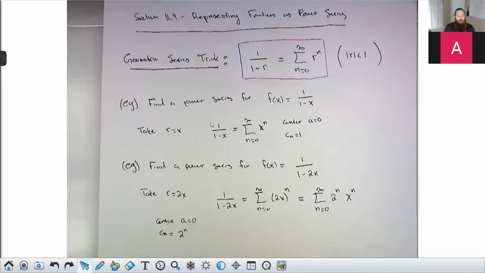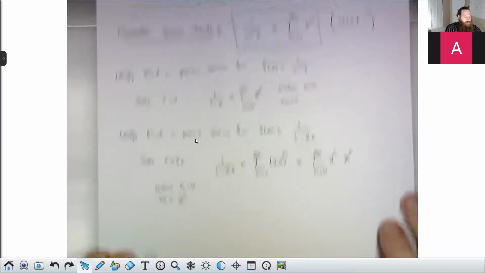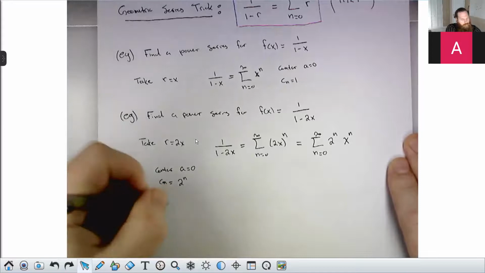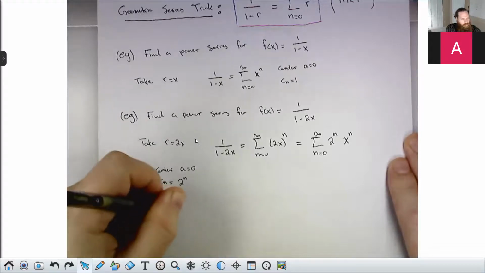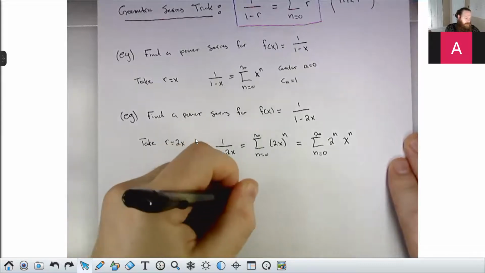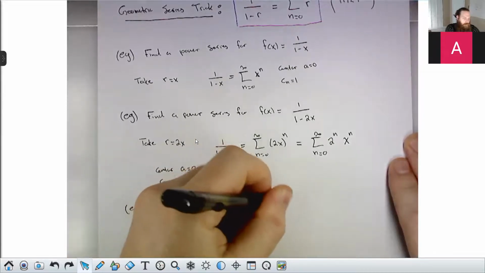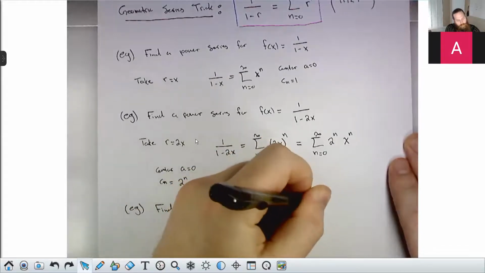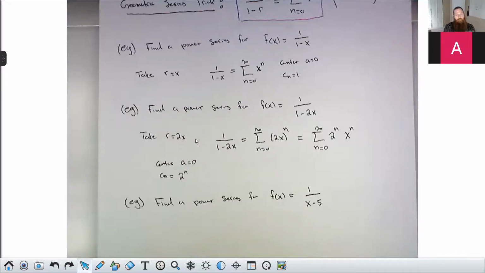Without too much work, you can see that I can get a series for anything of the form 1 over x minus r. Let me work another example here to drive home this point before I try to talk in general. Let's find a power series for f of x equals 1 over x minus 5. This is going to be a little bit more work.